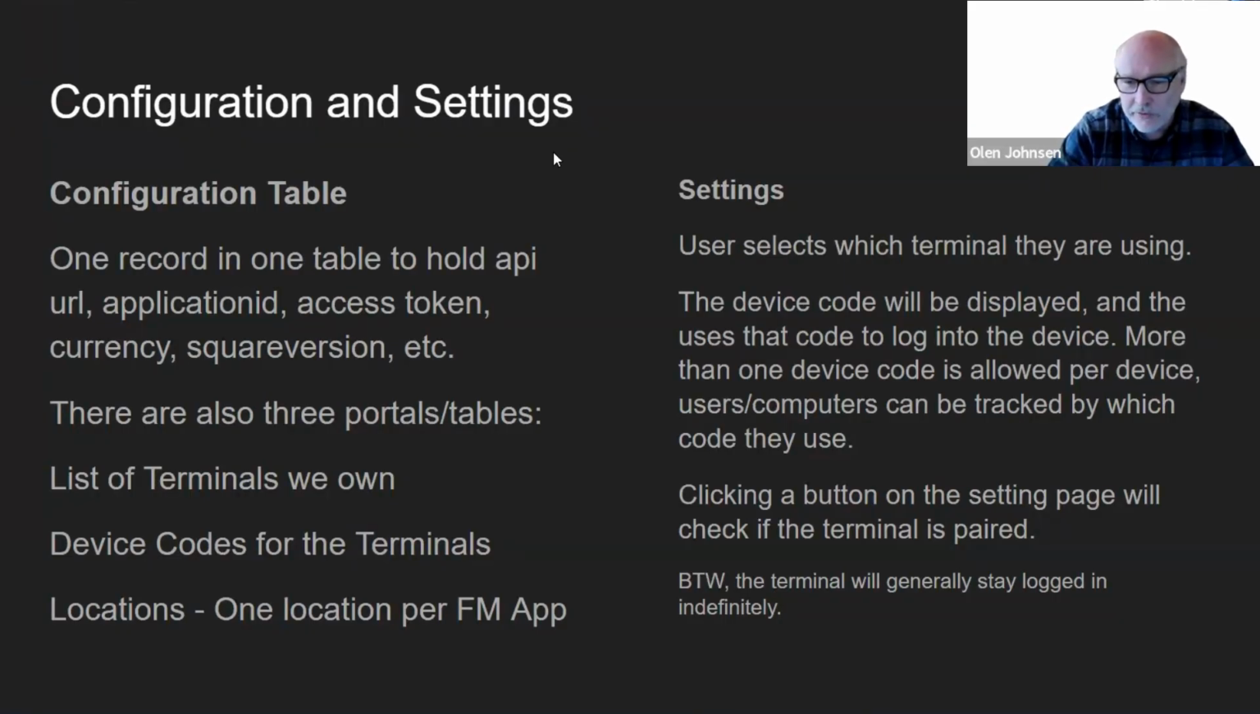And then there are three portal tables: a list of terminals that we own, because we own two; device codes for the terminals, since every FileMaker app has its own device code; and then the locations. Every one of our FileMaker apps we count as a different location, just to help keep track of which one's which. So in the settings, the user selects which terminal.